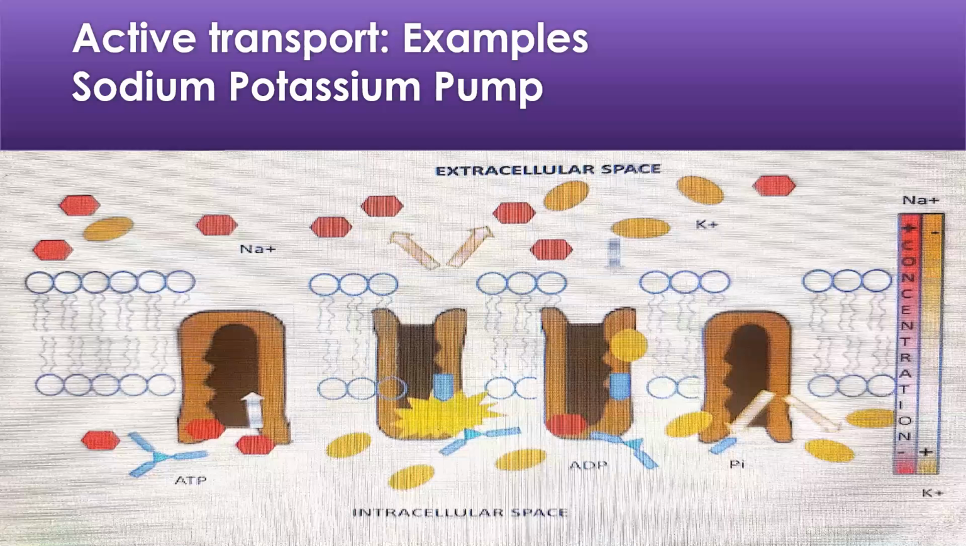So when active transport is going to happen, on the inner side of this pump, 3 sodium and ATP are getting bound on this pump. Then ATP hydrolysis takes place, which phosphorylates this pump, the protein pump. Due to this phosphorylation, there is a change in the shape.